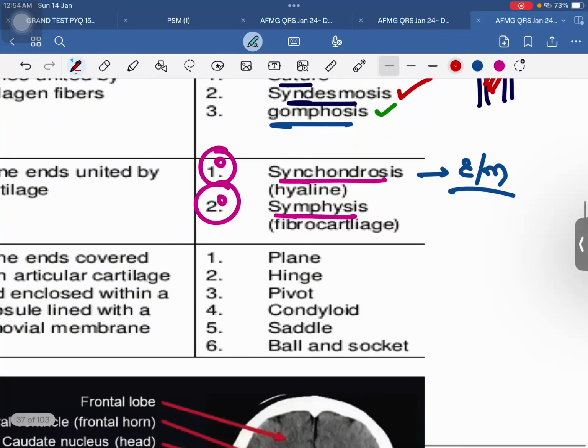Whereas the secondary cartilaginous joint has to be remembered as a symphysis. That is nothing else but the pubic symphysis, beta. The pubic symphysis, they always give a hip X-ray. They usually mark the pubic symphysis area and ask which kind of joint it is. It is the secondary cartilaginous joint, beta.